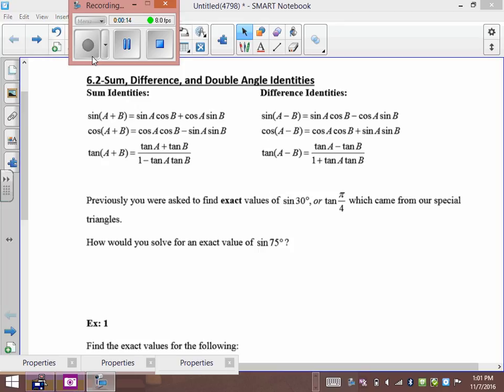If it was cos, you picked the x's. If it was sine, you picked the y's. If it was tan, you did y divided by x. If it was cotan, you did x divided by y. If it was secant, you flipped cos, and if it was cosecant, you flipped sine, right?